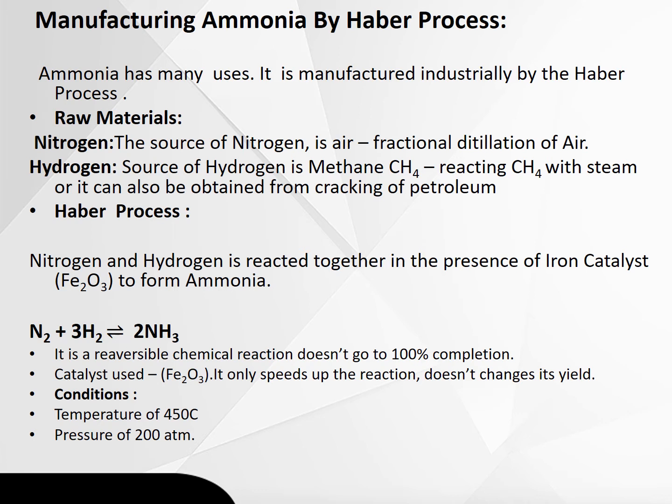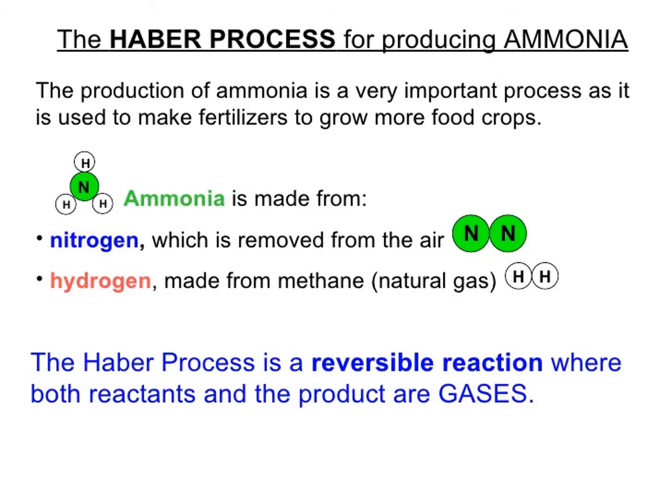Now the reaction is N2 + 3H2 gives 2NH3. It is a reversible chemical reaction and it does not go to 100% completion. About the catalyst, Fe2O3 only speeds up the reaction and does not change its yield. The conditions required for this reaction are a temperature of 450 degrees centigrade and a pressure of 200 atmospheres.